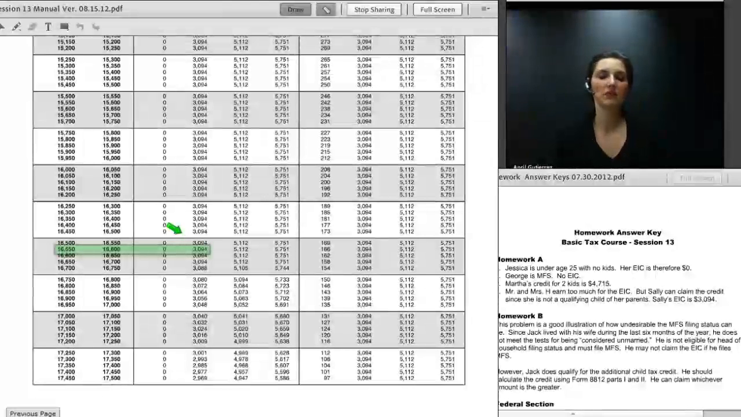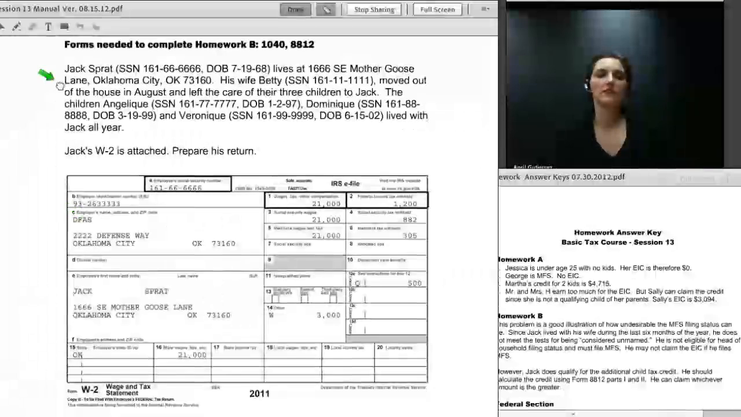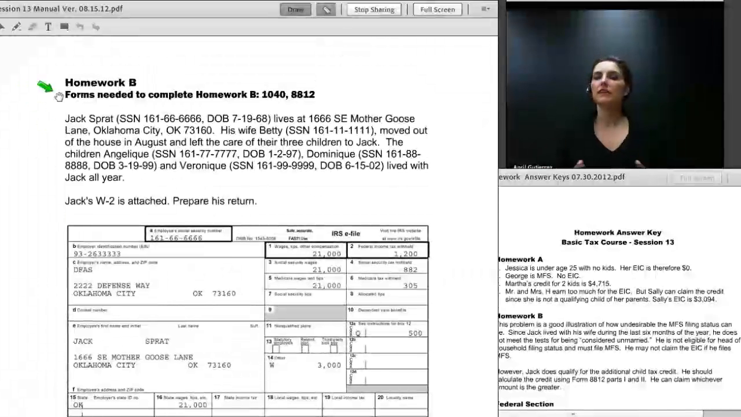Let's take a look at homework assignment B. And of course, homework B and homework C were really the same character, all of the same income figures, the same children. The only difference was the filing status.